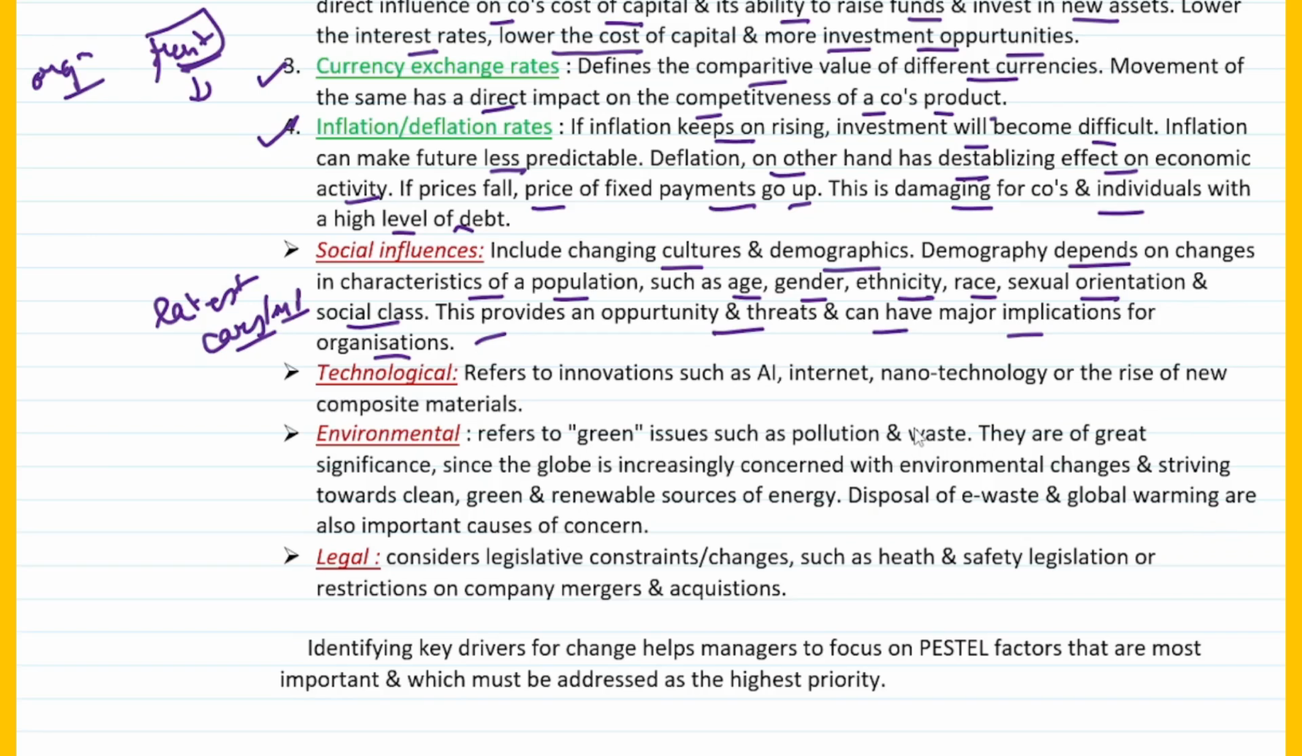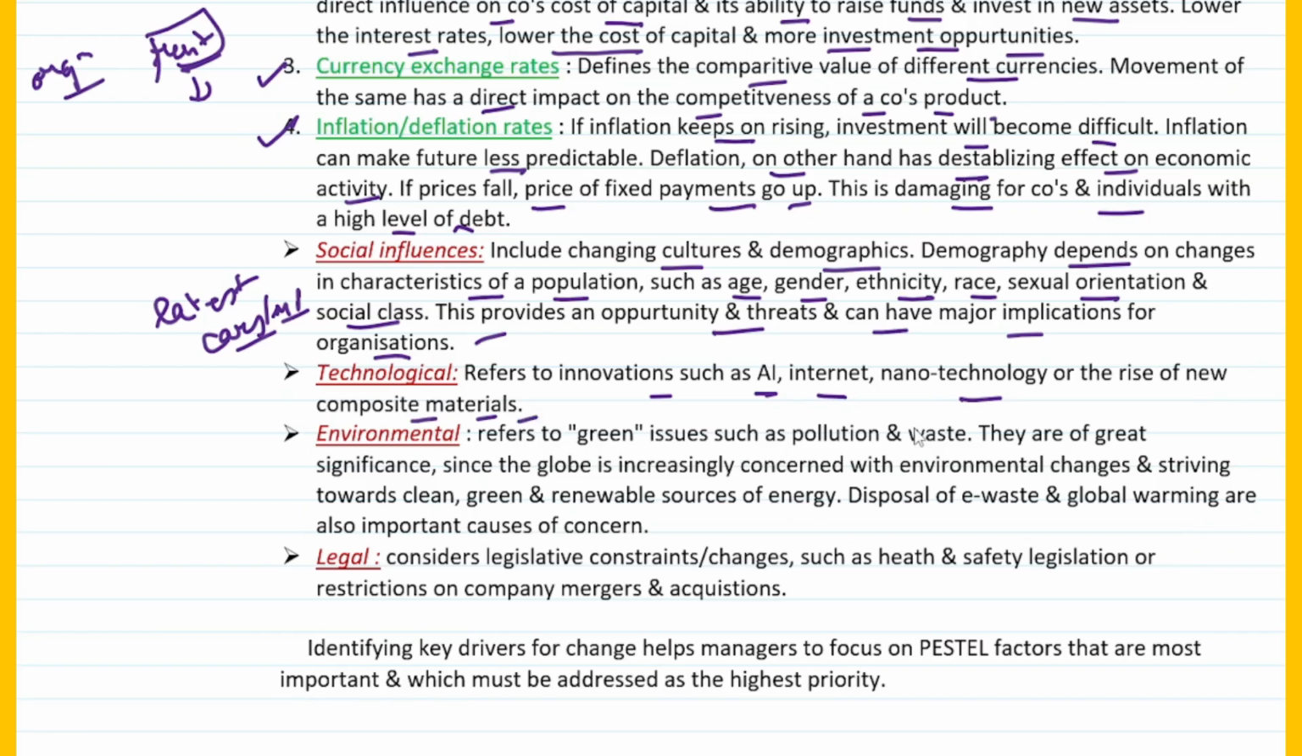Then we talk about T, that is technological, the T of PESTEL's acronym. It refers to innovations. What can be different innovations that can have an impact on the business? It can be such as AI, that is artificial intelligence, the internet, nanotechnology, or the rise of new composite materials. Right? Self-explanatory. I'm not going into detail.